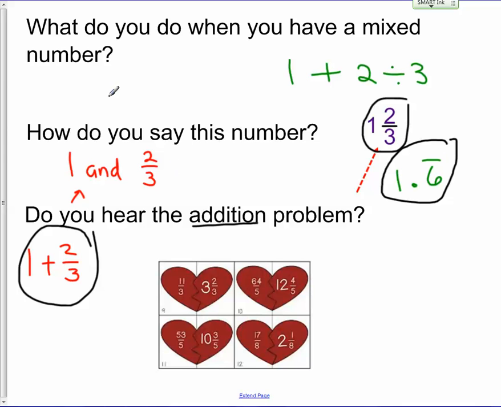So a mixed number, you do not need to make it improper. You could change this to 3 times 1 is 3 plus 2 is 5/3. And if you did 5 divided by 3, you get the same decimal, 1.6 repeating with the bar over it. So same thing, more than one way to do it.